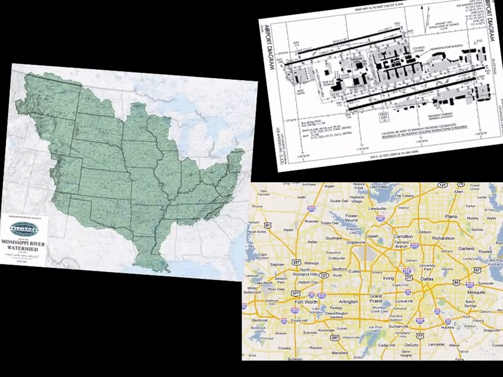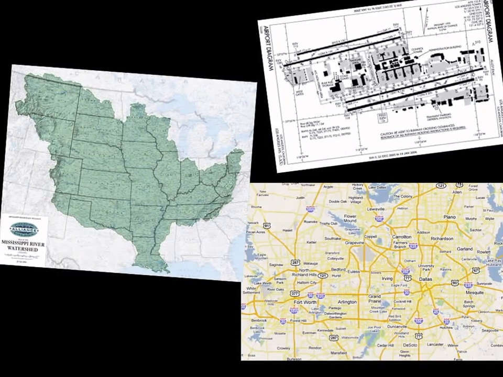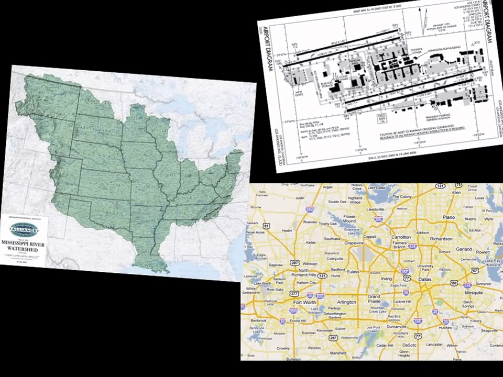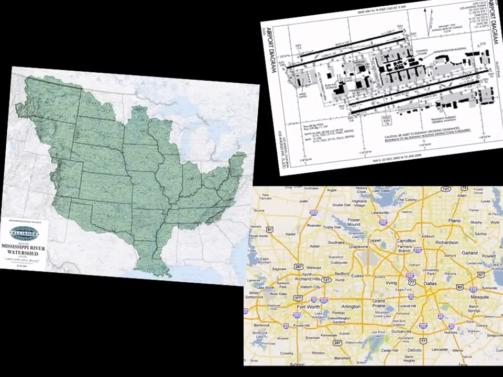On this slide, you can see several pictures of different functional regions. You see the drainage basin of the Mississippi. You see Los Angeles International Airport. And you see the roads and highways that connect the Dallas-Fort Worth Metroplex.